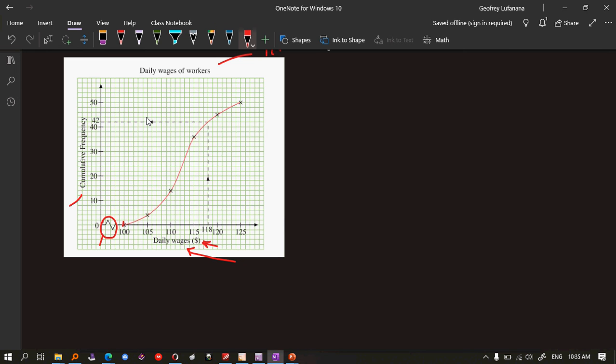In practice, you get your scale, make sure it's well balanced. Remember, a scale should have equal intervals: 100, 105, 110, 115. It can't go 100, 110, 115. The intervals have to be the same on both axes. Then it's well balanced, well spaced out, and my graph covers at least 3/4 of the graph paper.